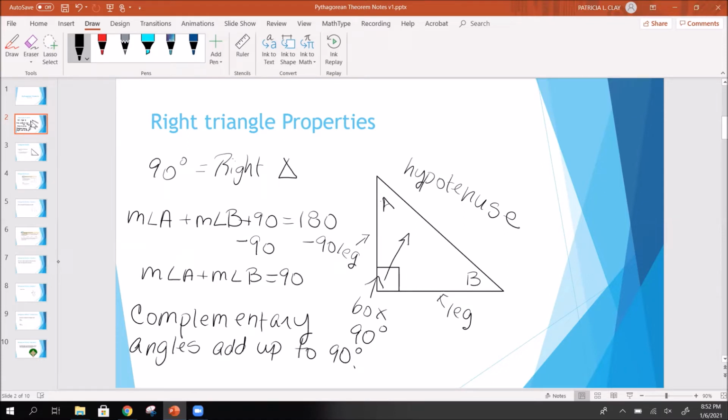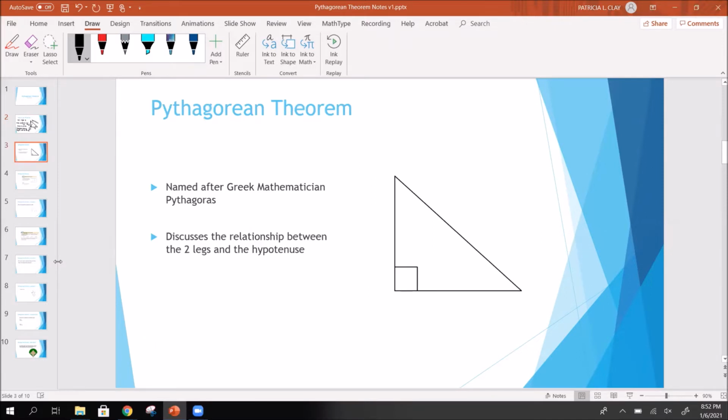So that kind of refreshes us. So let's go into Pythagorean. The Pythagorean theorem was named after a Greek mathematician named Pythagoras. He discusses the relationship between the two legs and the hypotenuse. So remember, this is our leg. It's on the side of our right angle. This is our other leg. And then our hypotenuse is across from the right angle, and it's also our longest side.